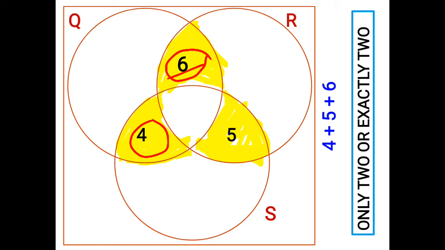In a like manner, region 5 is R and S only. So we can see region 6 is only 2 subjects. Region 4 is only 2 subjects. Region 5 is only 2 subjects. So sometimes they can ask you to find only 2.